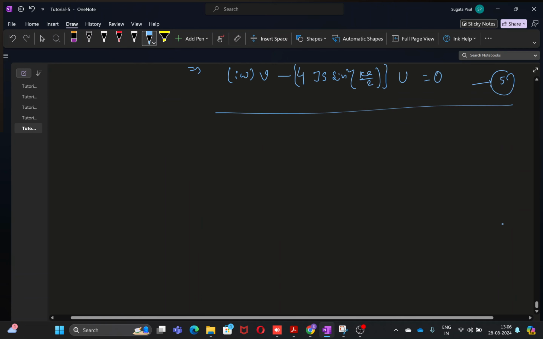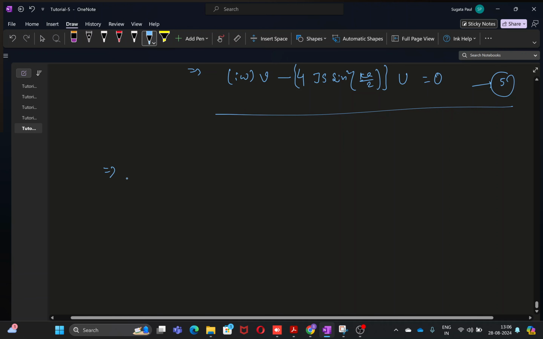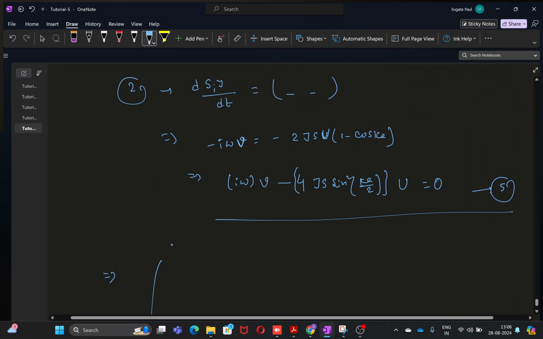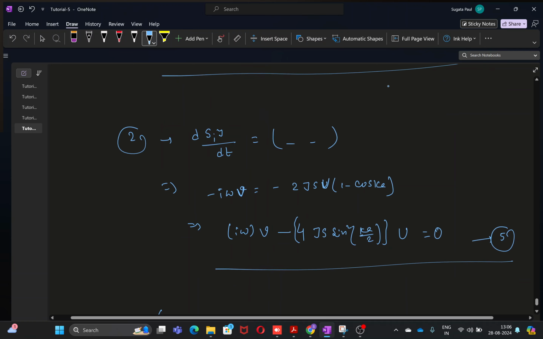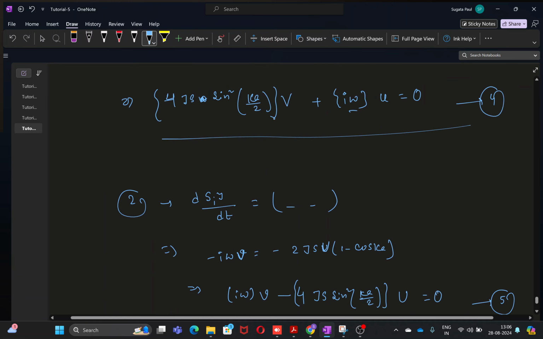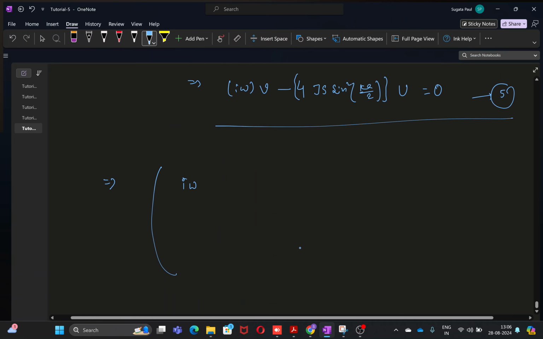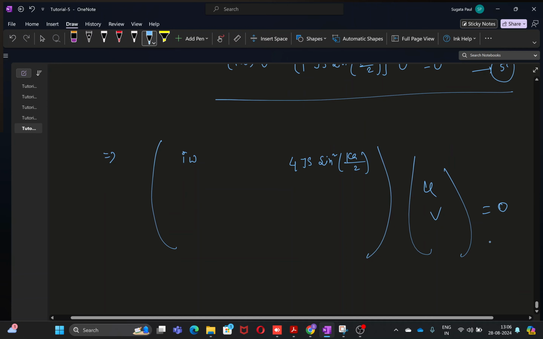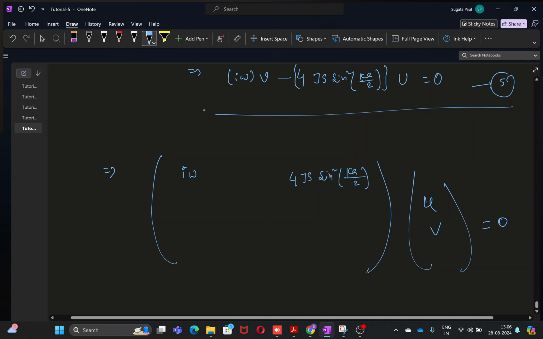So from 4 and 5, if you want to solve for the value of u and v, you just have to present it like a matrix, right? Organizing it in matrix form, first we take the u component, so this is i omega, and then the component with v is 4 JS sin squared of k by 2. This is a matrix equation we are writing to solve for u and v. And then again for u, you have minus 4 JS sin squared of k by 2, and with v you have plus i omega.